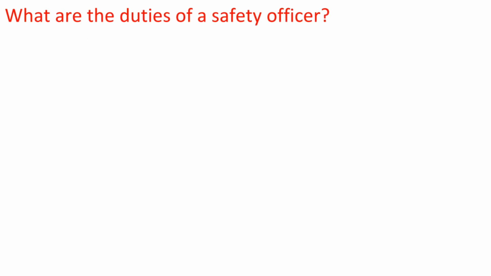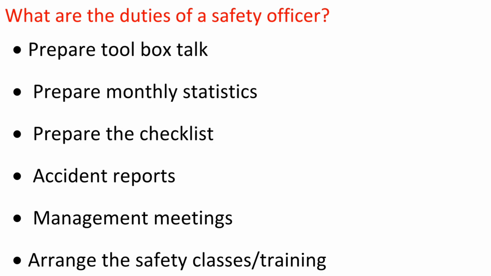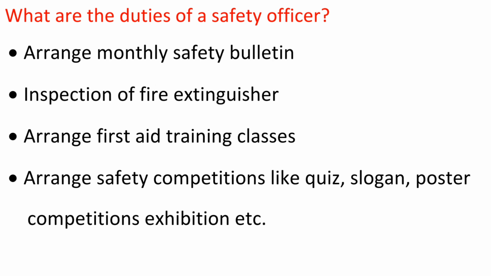Question. What are the duties of a safety officer? Answers. Prepare toolbox talk, prepare monthly statistics, prepare the checklist, accident reports, management meetings. Arrange the safety classes, training. Arrange monthly safety bulletin. Inspection of fire extinguisher. Arrange first aid training classes. Arrange safety competitions like quiz, slogan, poster competitions, exhibition etc.